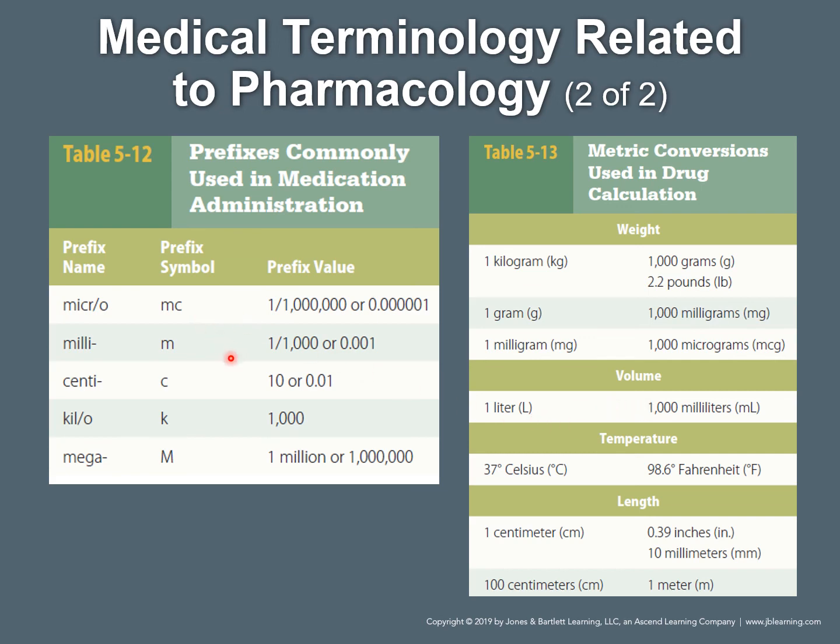If you commit these to memory, the milli, micros, millis, centis, kilos, megas, it'll help you in your conversions over here. Temperature 37 degrees Celsius and 98.6 degrees Fahrenheit. Okay. 1 centimeter is 0.39 inches or 10 millimeters, and 100 centimeters is 1 meter.